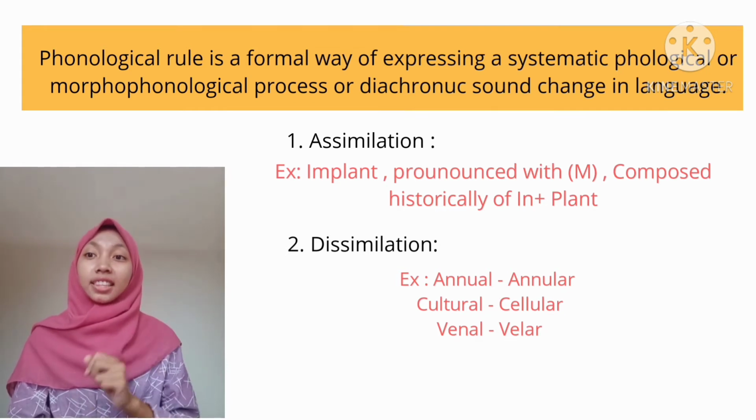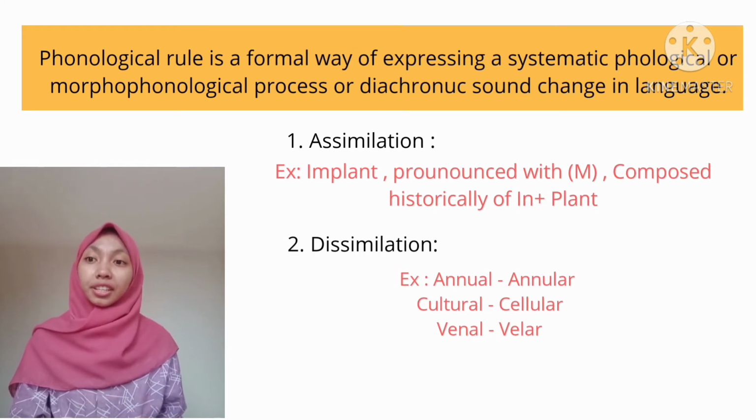The second is dissimilation. Dissimilation is phonological process in which two close sounds change to become less alike. Example is annual and annular, cultural and cellular, and venal and velar.